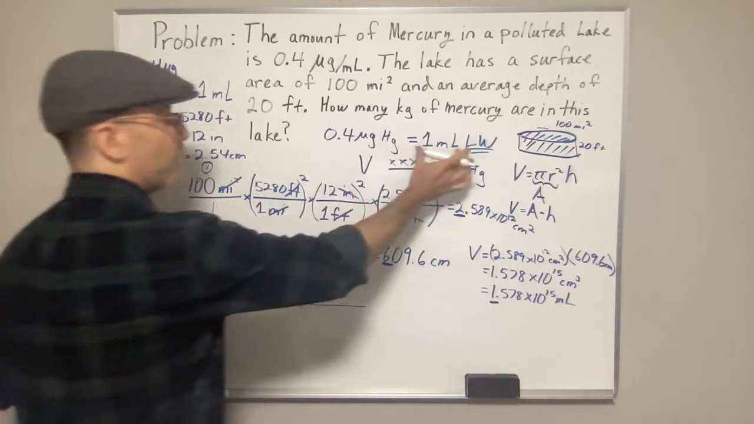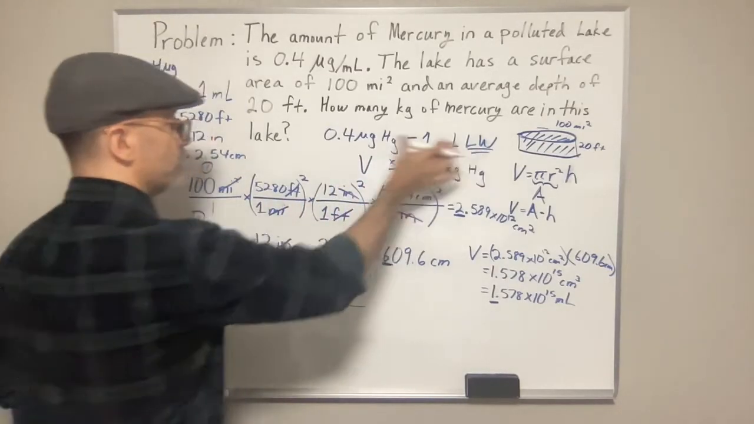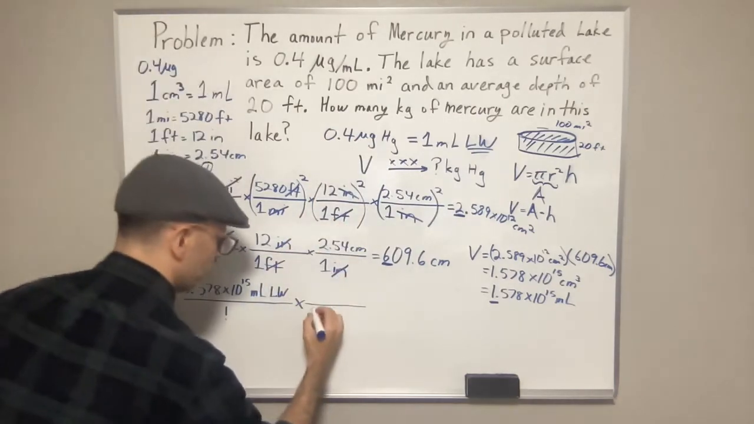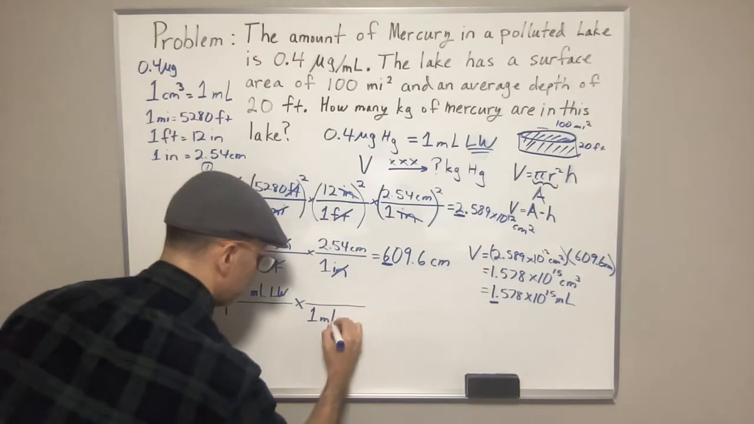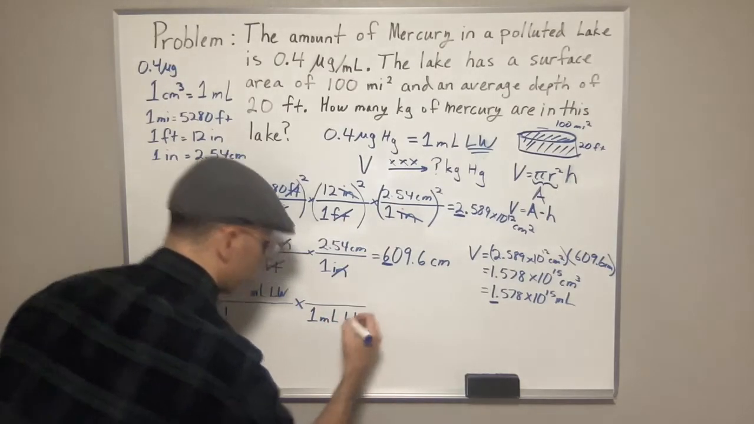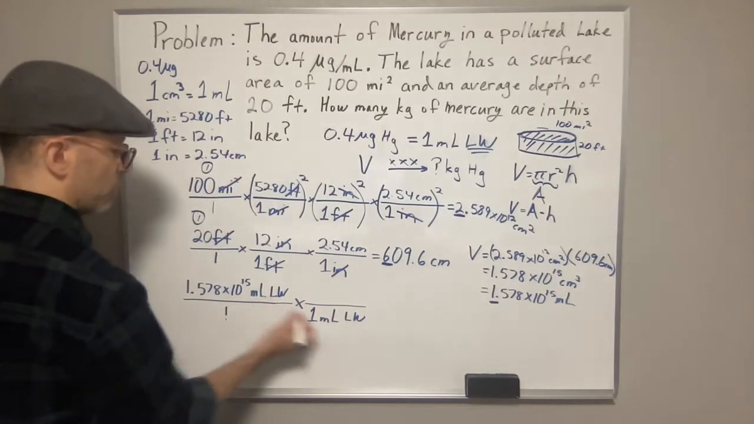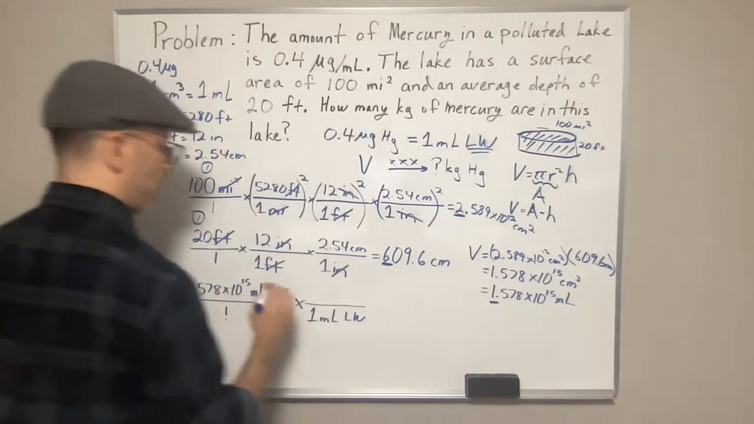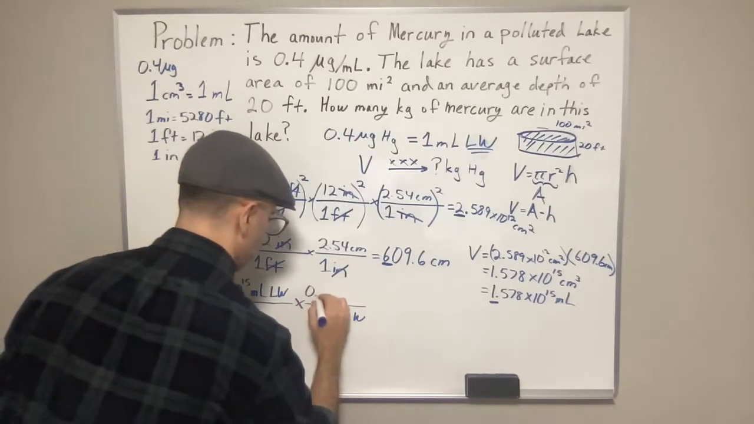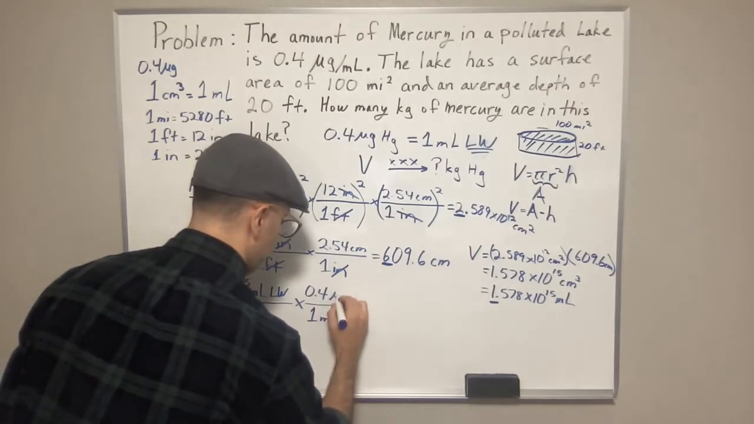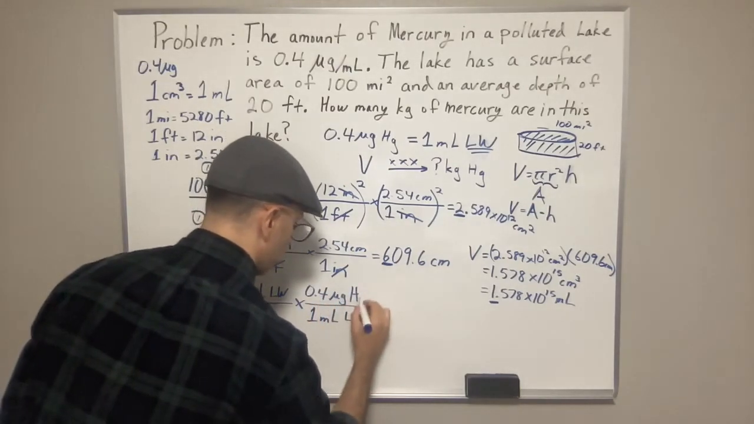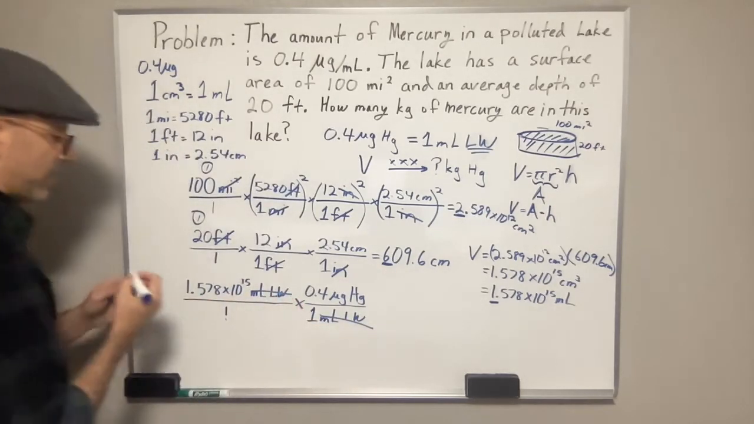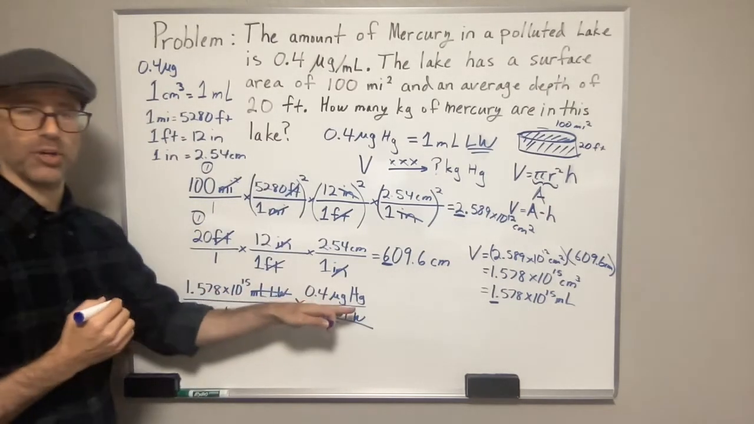So now I have 1 milliliter of lake water is equal to this many micrograms of mercury. So I'm going to put the 1 milliliter of lake water on the bottom to cancel out with milliliters of lake water on top. And then I have 0.4 micrograms of mercury. So now milliliters of lake water cancel out. Now I have micrograms of mercury.